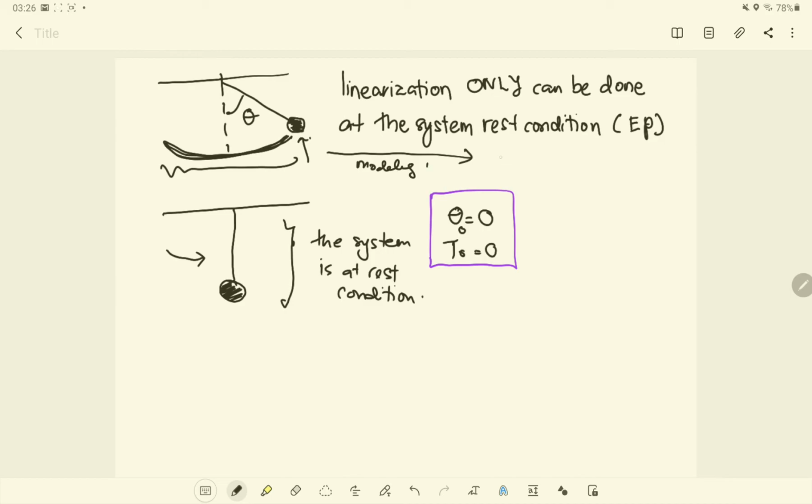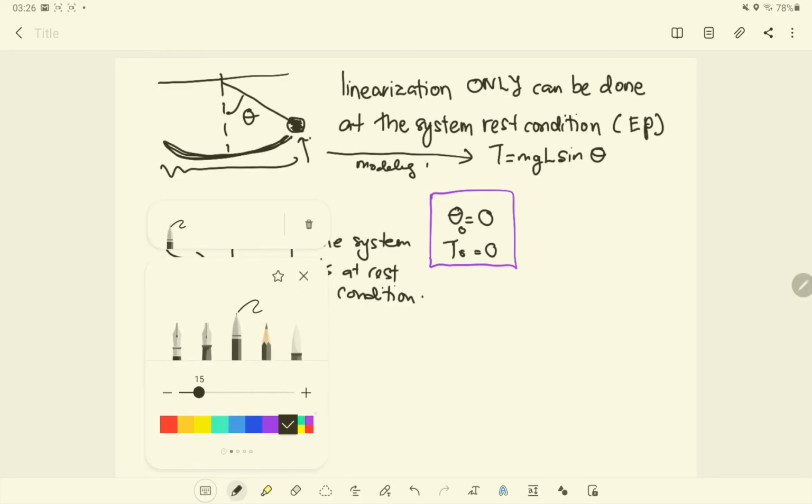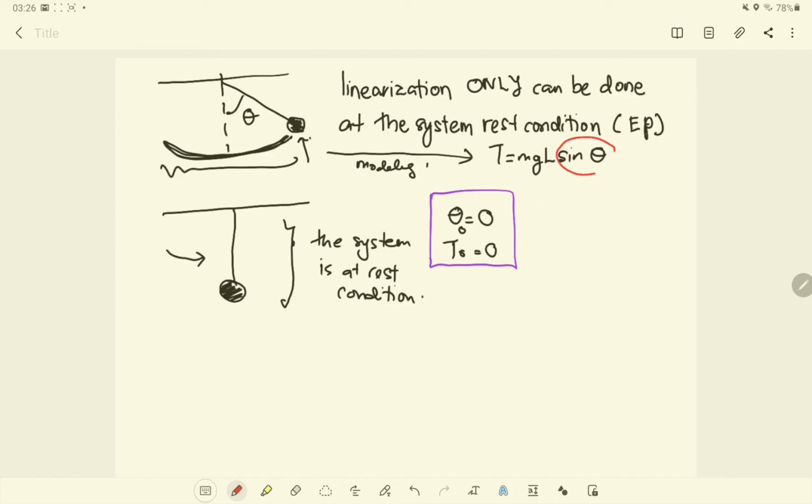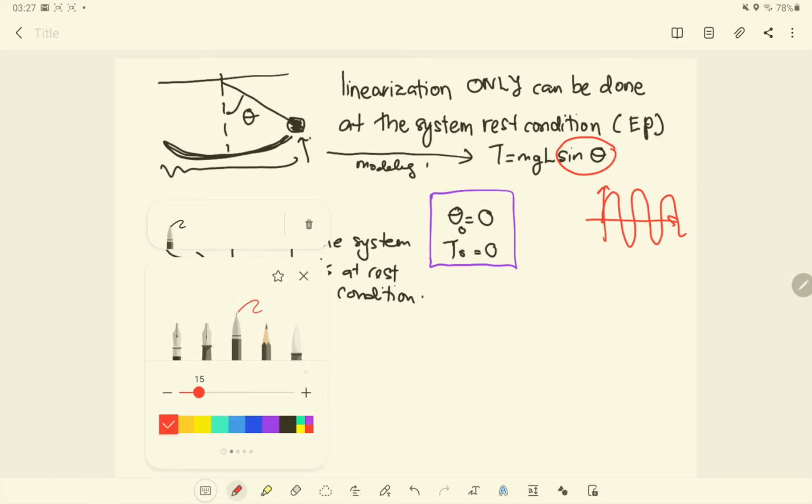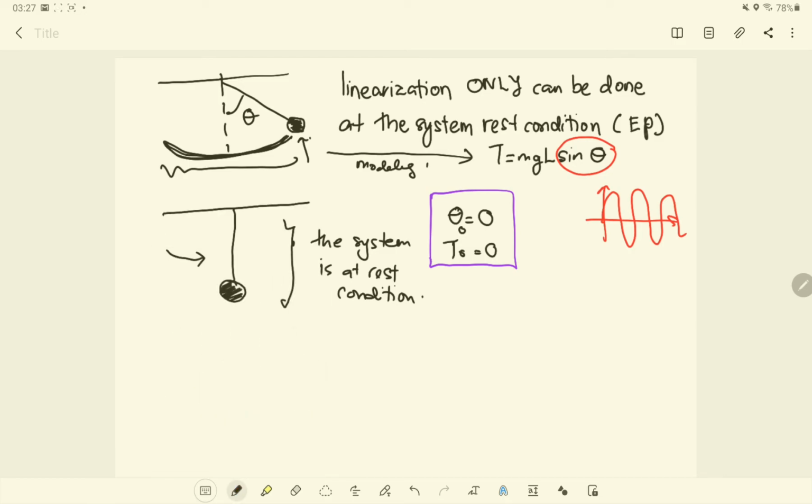And then you get the equation that represents the system: T equals mgl sine theta. So is the system nonlinear or linear? The system is nonlinear. Why? Because if you draw the sine theta, you get a curved graph. So the curved graph is nonlinear. Right? So now we use the Taylor series to linearize the equation.